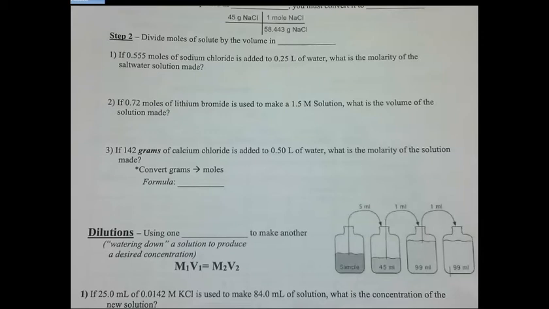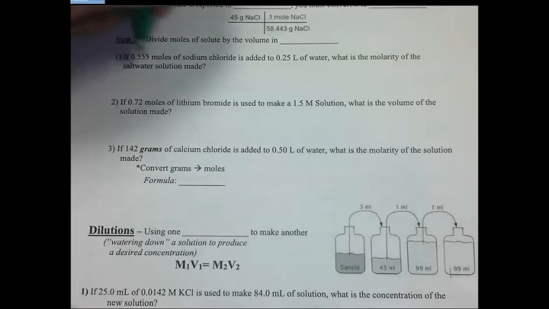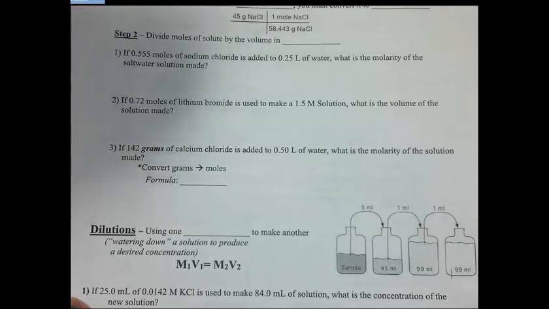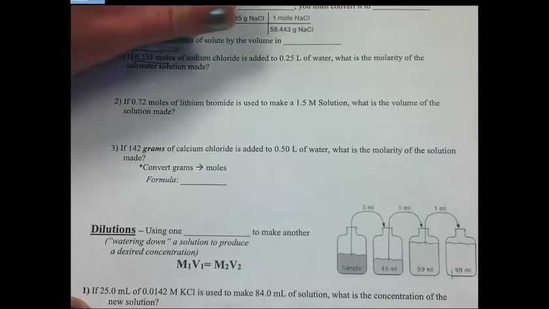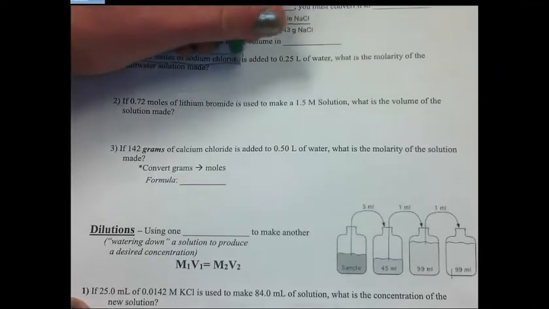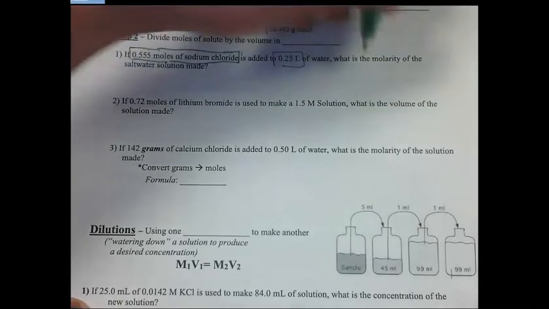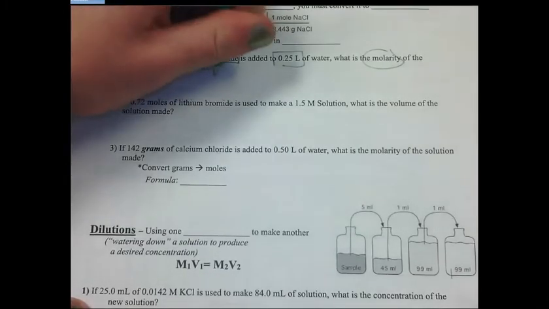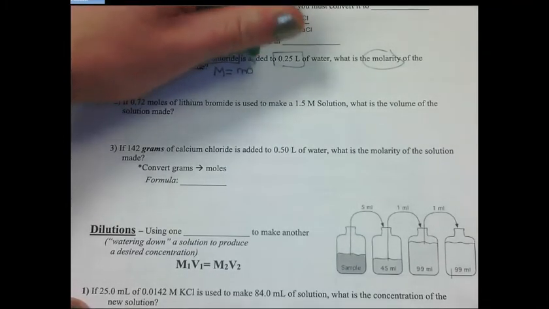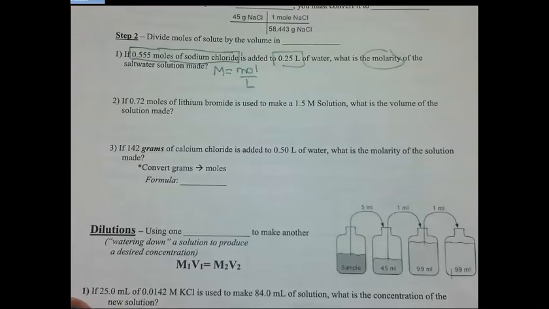Alright, my first problem says if 0.5555 moles of sodium chloride is added to 0.25 liters of water, what is the molarity? Okay, so always start by boxing your givens and circling your unknowns. Okay, box and circle. My formula is M is equal to moles divided by liters.